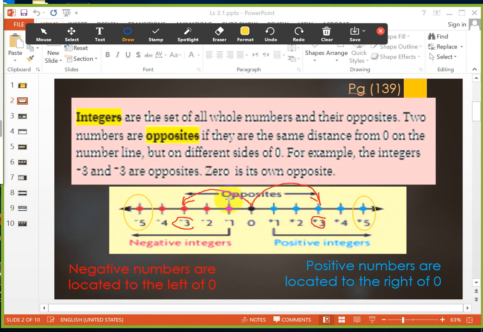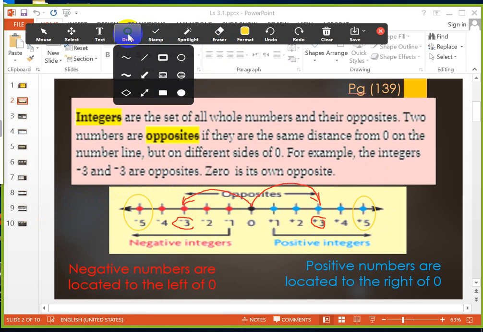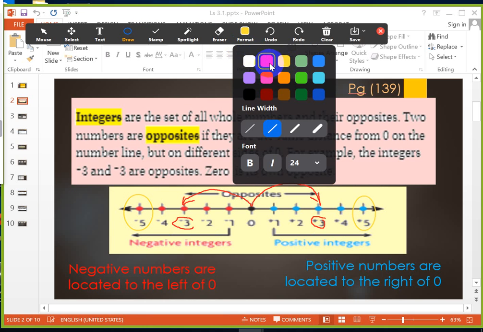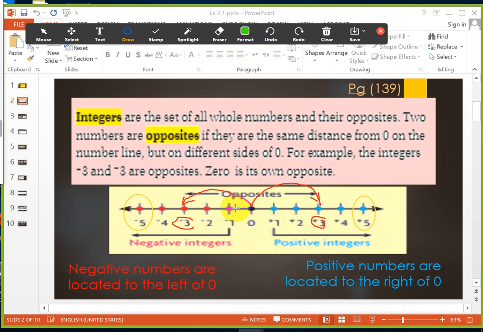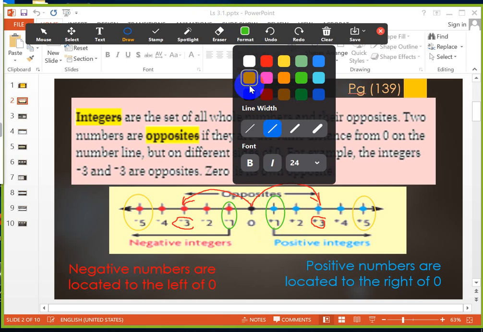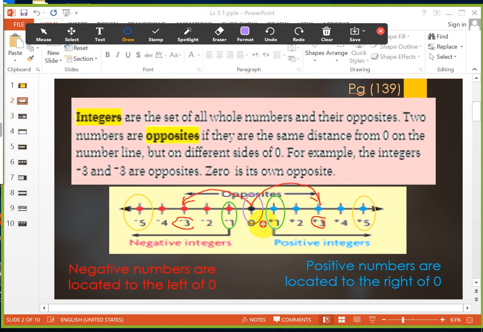Thank you all, girls. If I want to ask you something else, what is the opposite of negative 1? Who will tell me? Positive 1. Excellent, Farah. That's correct. The opposite of negative 1 is positive 1. The same number with the opposite sign. If the sign is negative, the opposite will be positive. If I want to ask you now, girls, what is the opposite of 0?